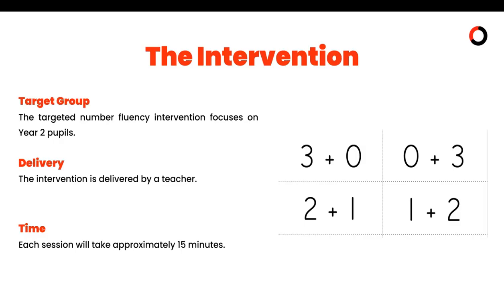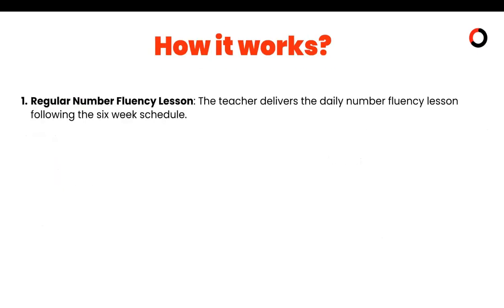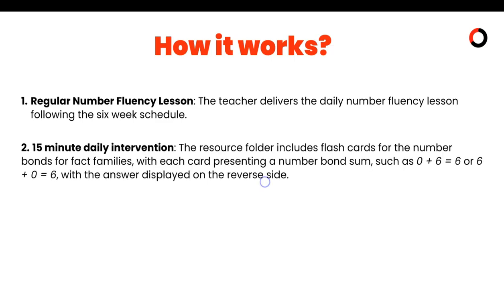The intervention. The intervention uses a targeted number fluency intervention for year 2 pupils. It's delivered by a class teacher, and each session will take approximately 15 minutes. How it works. The teacher delivers the daily number fluency lesson following the 6-week schedule.